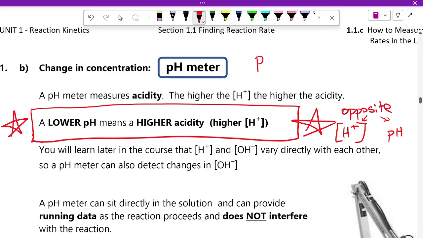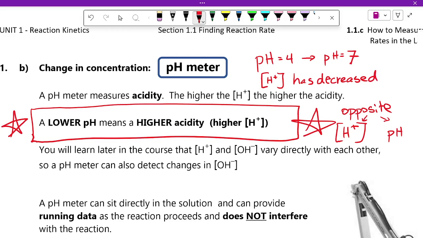So if I go from pH 4 to pH 7, what has happened to our hydrogen ion concentration? Has it increased or decreased? H plus has decreased. If pH increases, hydrogen decreases.